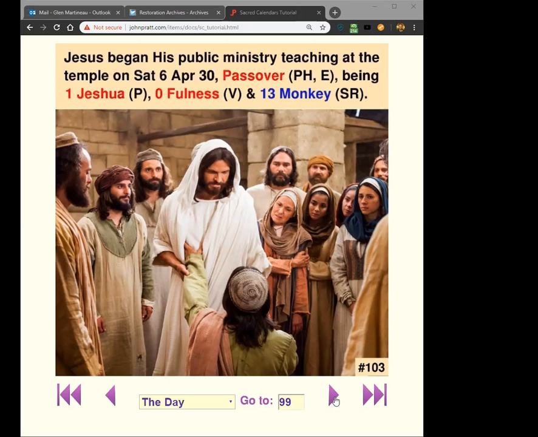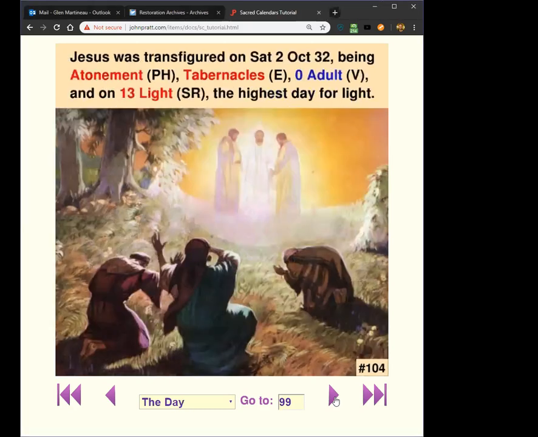Okay, slide number 104. Jesus was transfigured, and now we had dates for this before too. Remember, it was 1 light. Oh, I've got it here, 13 light on the sacred round, and it was tabernacles on the Enoch calendar. Which was why they were saying, let's make tabernacles, because the Essenes and some people were following the Enoch calendar more than the other one.